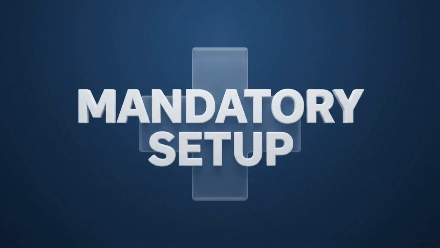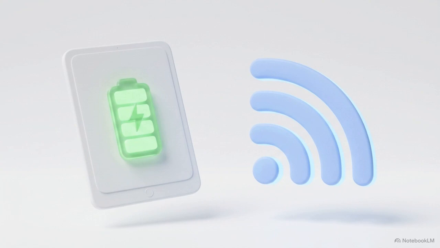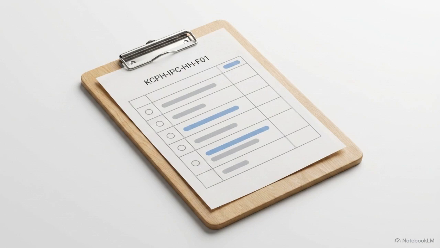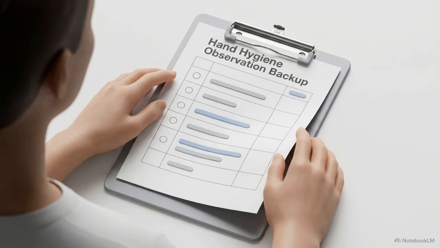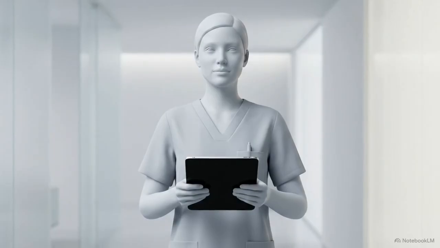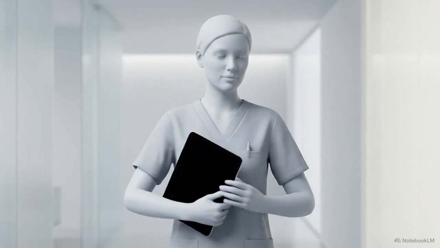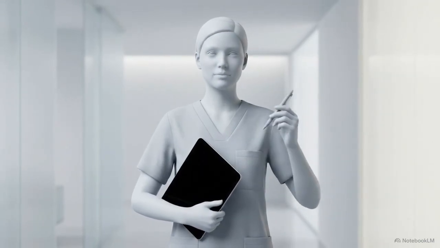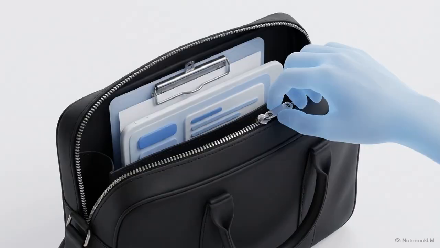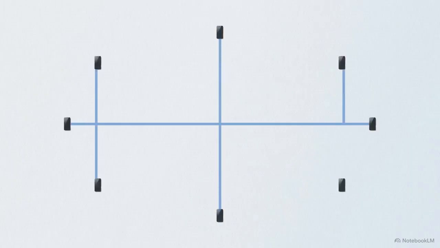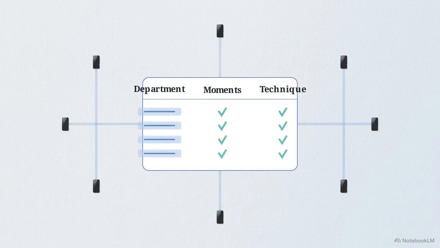Before you step onto the ward to conduct your assessment, you must secure 3 exact prerequisites: a fully charged mobile device or tablet, an active internet connection, and the paper backup form, Form KCPH-IPC-HHF01. Printing that specific paper backup is a strict operational requirement. If your tablet battery dies mid-observation or the local network drops, you switch immediately to paper and finish the session. By securing these contingencies before leaving the office, you guarantee that unpredictable technical failures on the floor will never compromise the collection of the hospital's safety data.